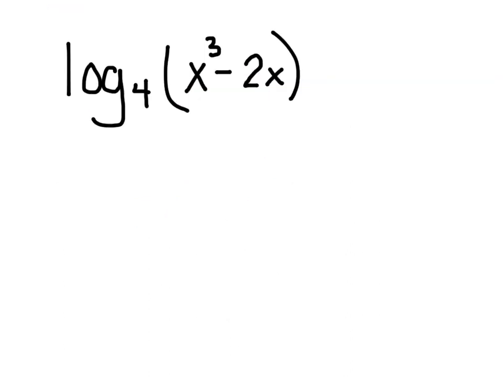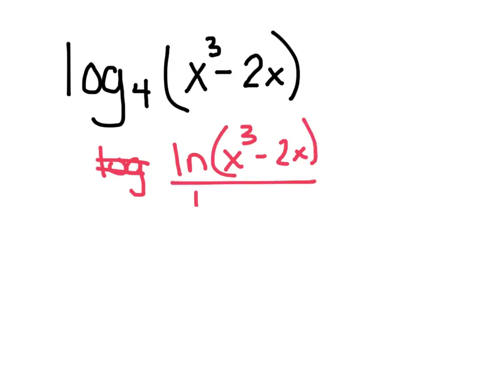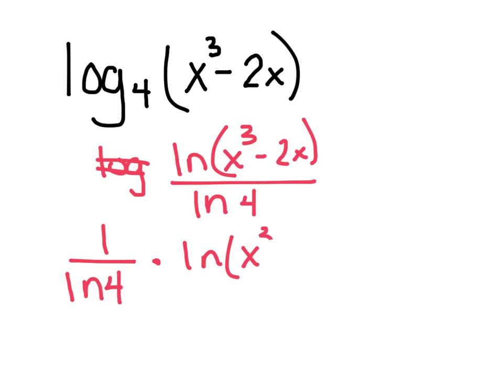So let's call this one the last one for tonight. Again, I want to rewrite it. So why don't you pause it, try it on your own, see if you can rewrite it and see what I get. So I would say this is equivalent to the natural log of x cubed minus 2x divided by the natural log of 4. And I'm going to rewrite it one more time to say that's 1 over the natural log of 4 times the natural log of x cubed minus 2x. Alright, so at this point I've done zero calculus, I've just rewritten it.